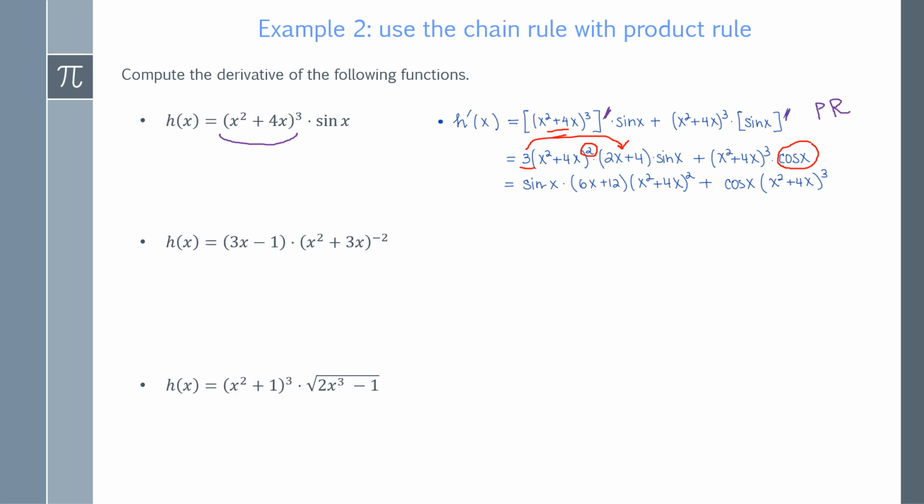So my final answer is sine of x times 6x plus 12 times (x squared plus 4x) quantity squared, plus cosine of x times (x squared plus 4x) quantity cubed. Okay, so this is how I prefer to write it, with trig functions as the first one in the line. So if you want to write it in a different order, that's fine. Recall that multiplication is commutative, so it doesn't matter which order you write it.